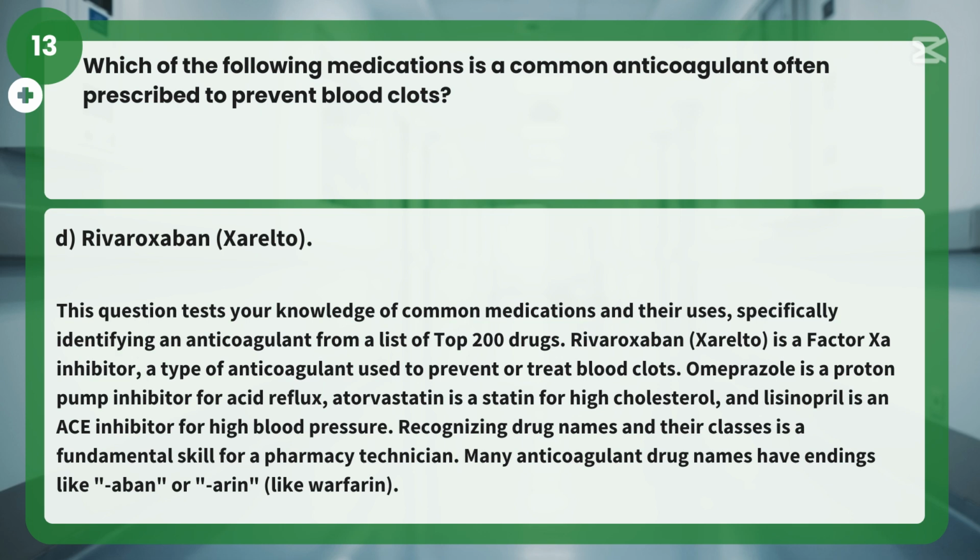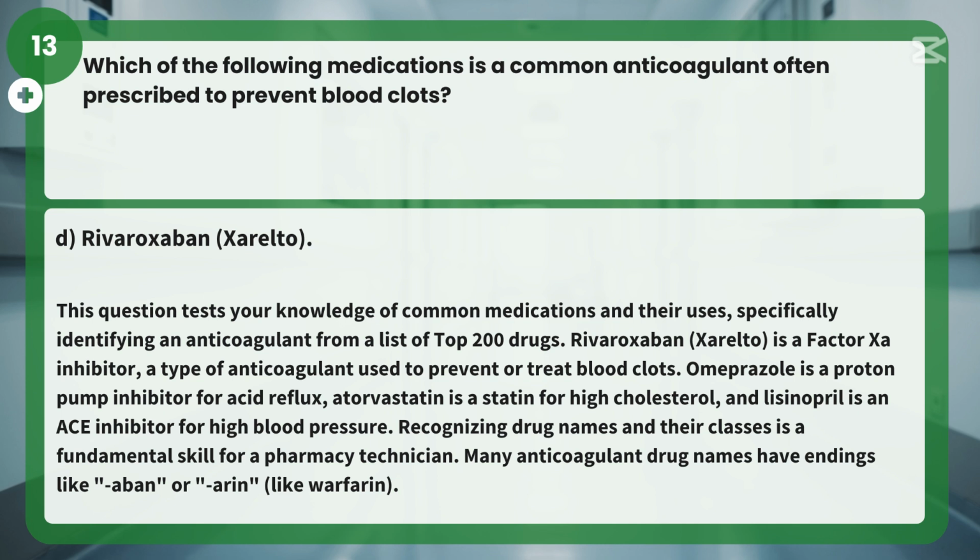Answer: D. Rivaroxaban, Xarelto. This question tests your knowledge of common medications and their uses, specifically identifying an anticoagulant from a list of top 200 drugs. Rivaroxaban, Xarelto, is a factor Xa inhibitor, a type of anticoagulant used to prevent or treat blood clots.